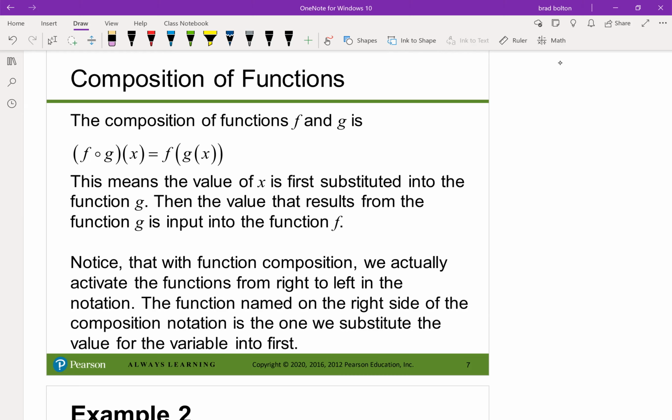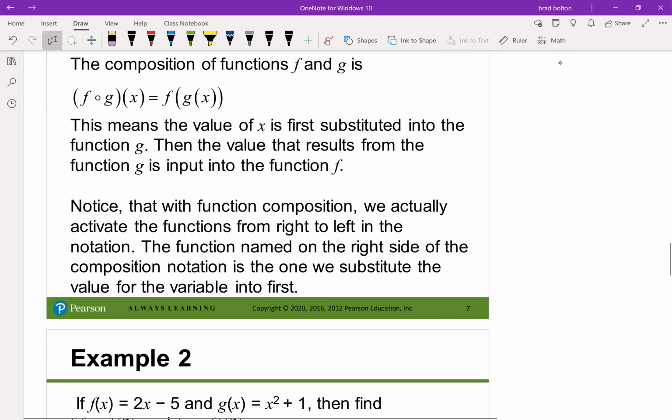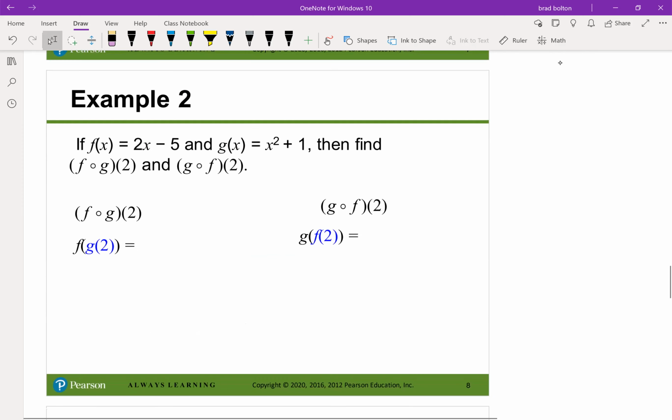So this means the value of x is first substituted into the function g, then the value that results from the function g is inputted to the function f. This sounds like a lot, but all it really means is you take one function and plug it into the other function. Or if you know the value, then you take that value and plug it into the other function. So here we have two functions, f of x equals 2x minus 5, and g of x equals x squared plus 1, okay?